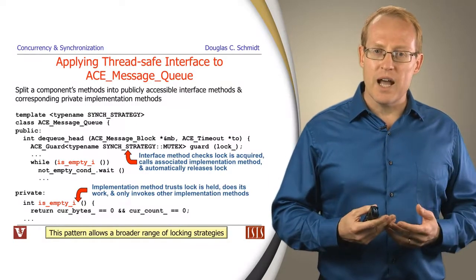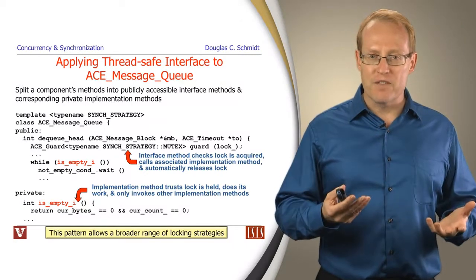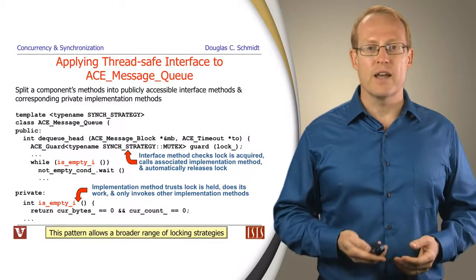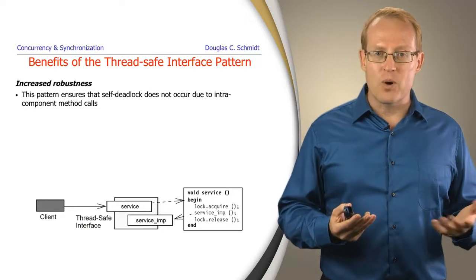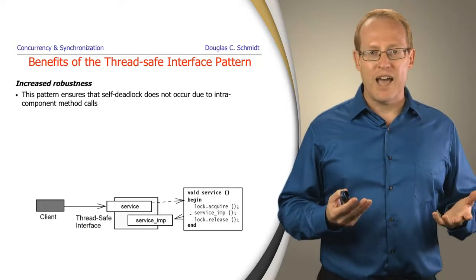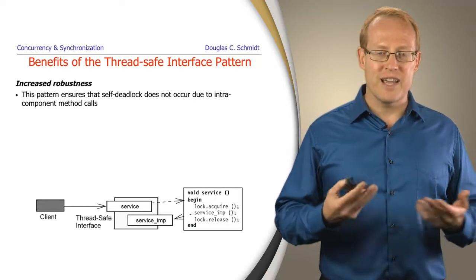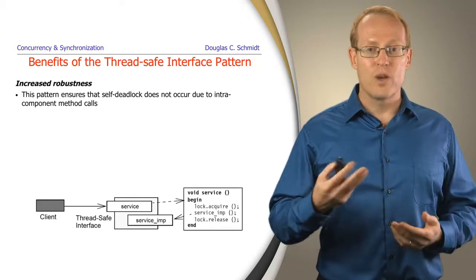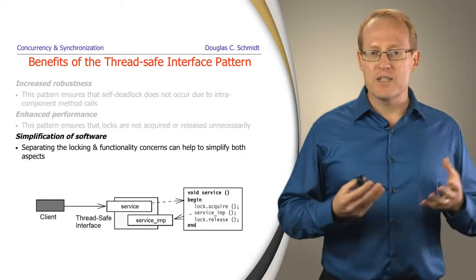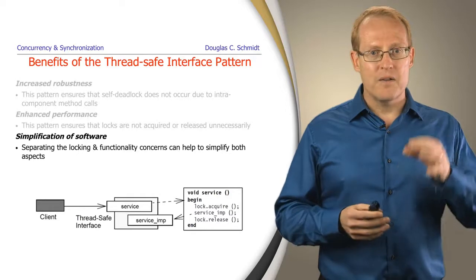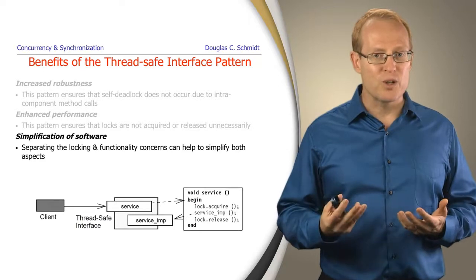This pattern, as you can see, allows a broader range of synchronization strategies to be used without running afoul of those issues of self-deadlock and additional overhead. So to talk about some of the benefits and limitations of this pattern, the key benefit, of course, is increased robustness. We can avoid having to worry about this self-deadlock issue. We avoid extra calls that are unnecessary and cause additional locks, even if it's going to work with the use of recursive locks. We may be able to enhance performance by doing that, and we can simplify the software by decoupling the locking logic from the business logic.